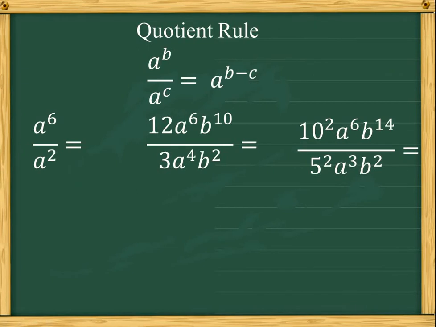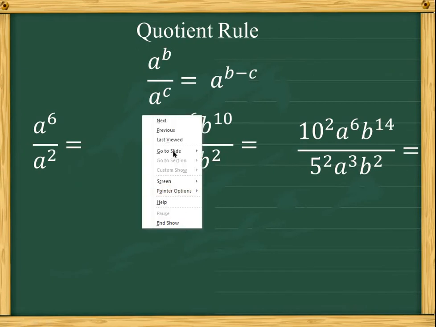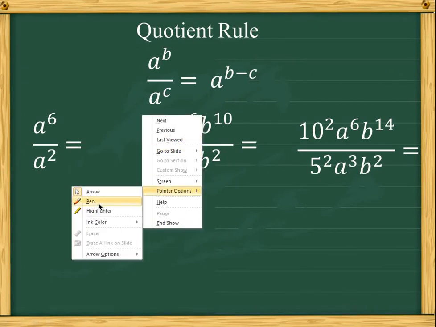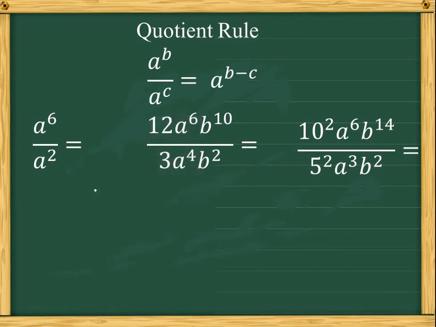Let's have the next rule. We have your quotient rule. In a quotient rule, we notice that they have the same base. Parehas a yung base. But take note, you are dividing and they have the same base, so you just copy the base and subtract the exponent.